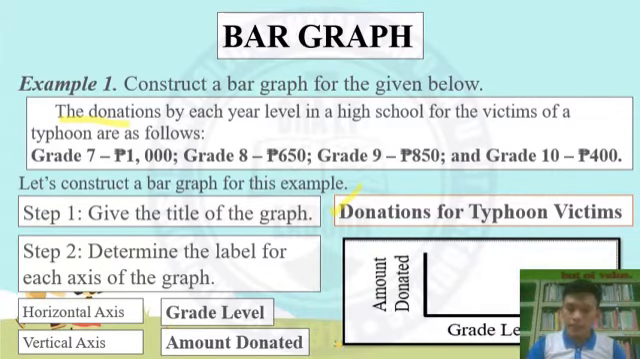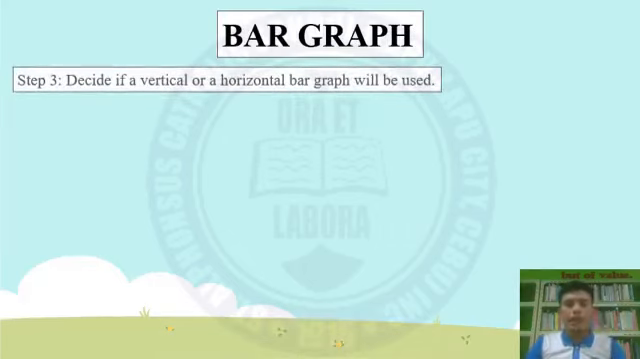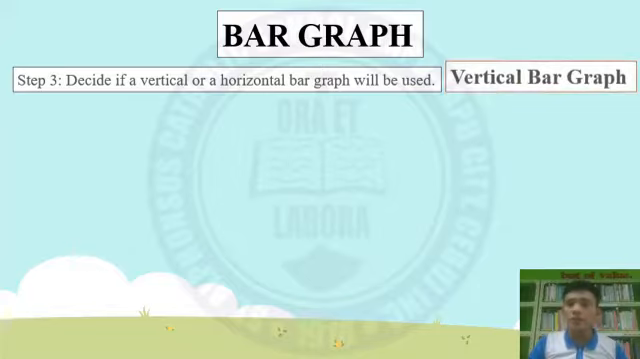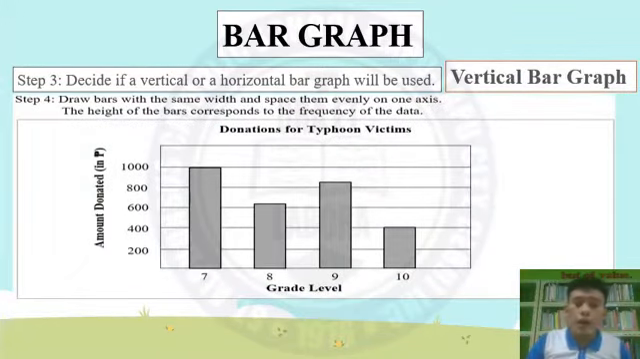So this will be step 3. Decide if a vertical or horizontal bar graph will be used. So as of now, we will use vertical bar graph first. And for our next example, we will use horizontal bar graph. So step 4. Draw bars with the same width and space them evenly on one axis. Okay, this will be our y-axis, the amount donated, and this will be the grade level.